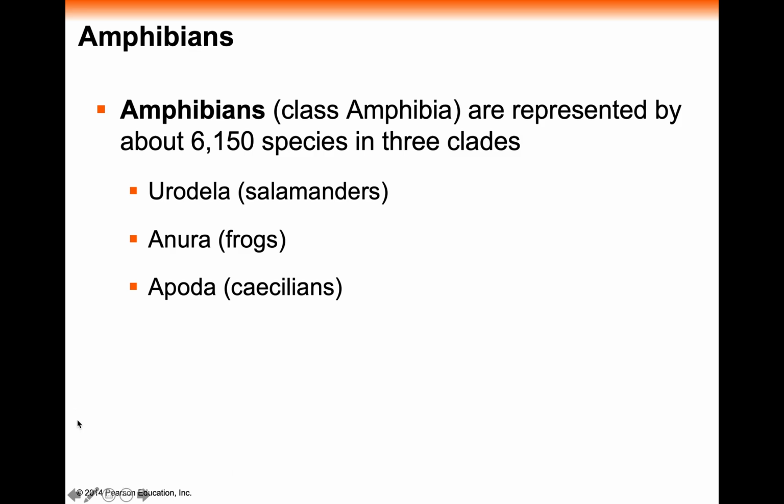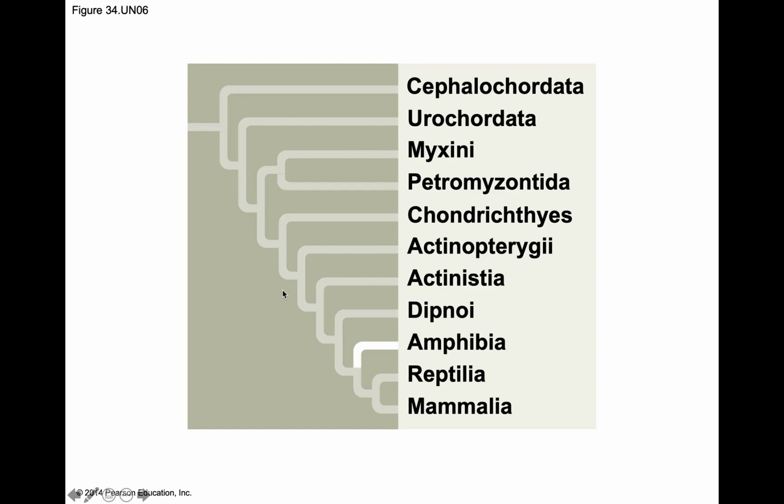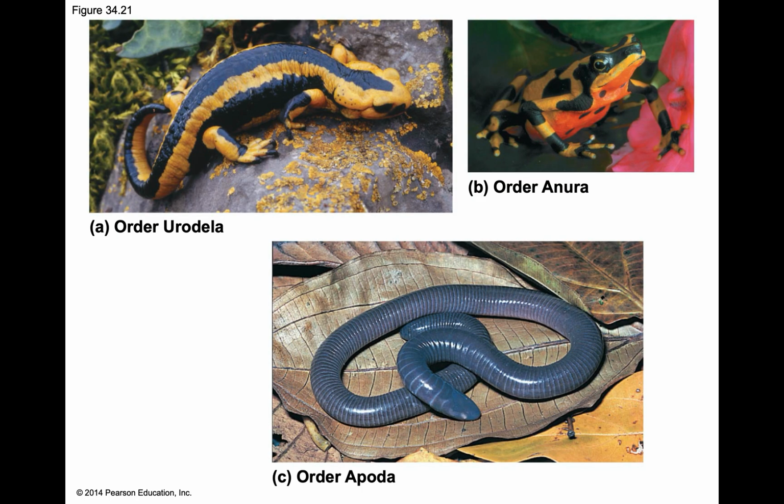So, amphibians, or class Amphibia, are represented by about 6,150 species. Basically, we have our salamanders, our frogs, and what are known as caecilians. Think of caecilians kind of like the snakes of the amphibian world, although different. These rings help them move through soil. They do live in the soil rather than slithering on the ground like a snake does, but they're only found in the tropics. These are our caecilians.